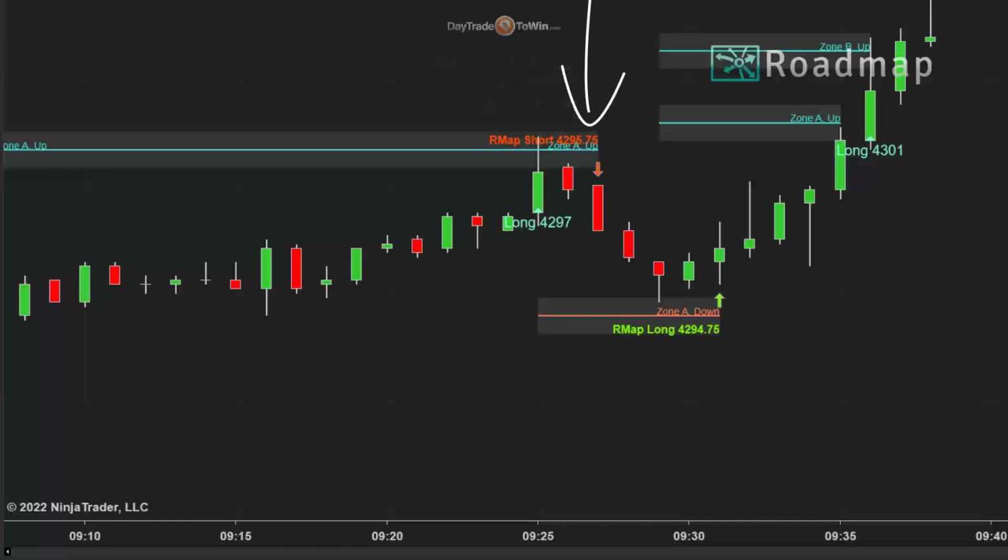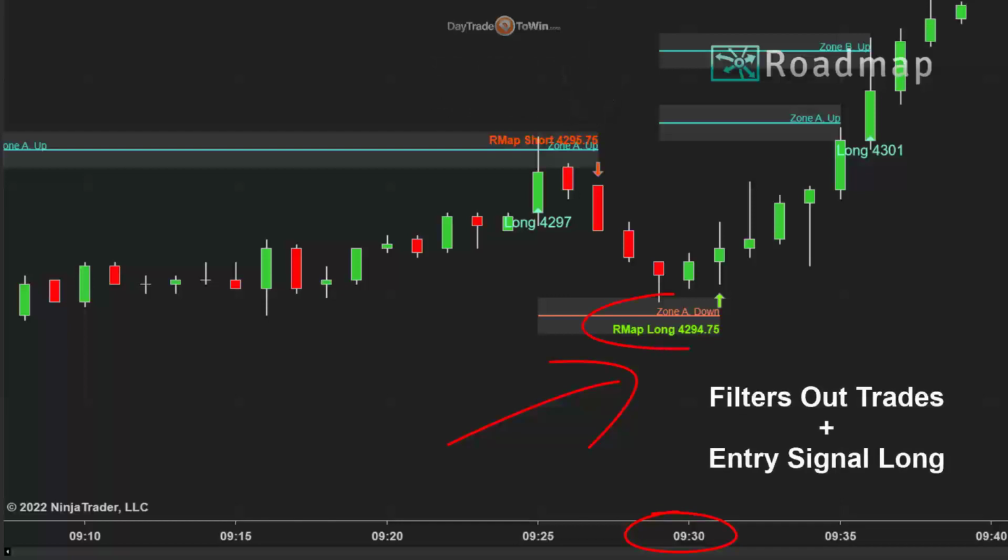Then the market goes down and the market just about to open at 9:30, about 5 minutes later, and again, it hits that shaded area, zone A down, indicates roadmap long at 42.94.75. And so this is another signal to go long based on the roadmap signal because it landed in that zone and reversed off of it.